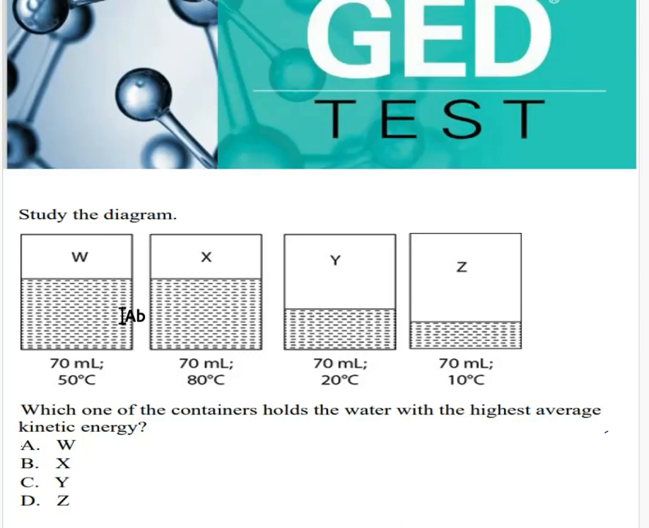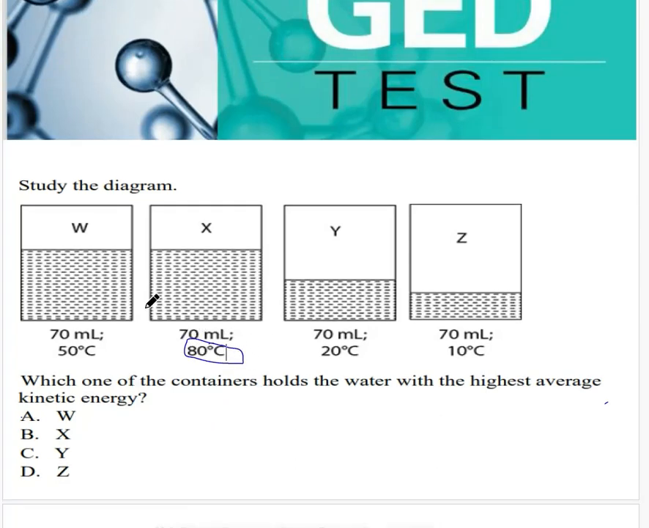So, which of these containers has the highest temperature? X has 80, meaning this is the highest temperature here. So beaker or container X is the answer here. So B is the answer for this question.